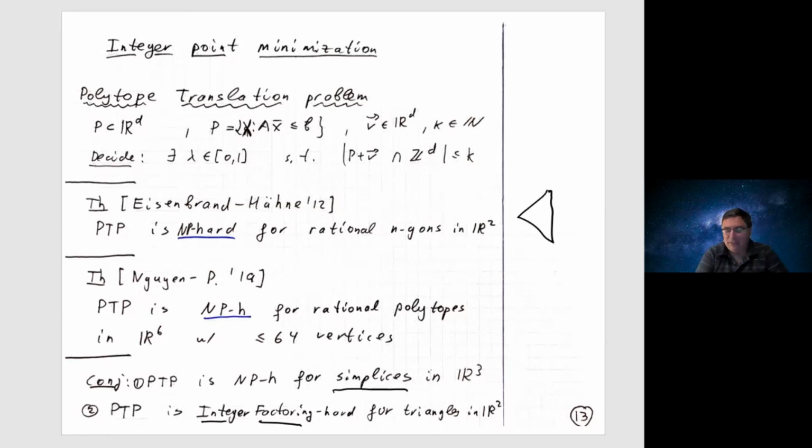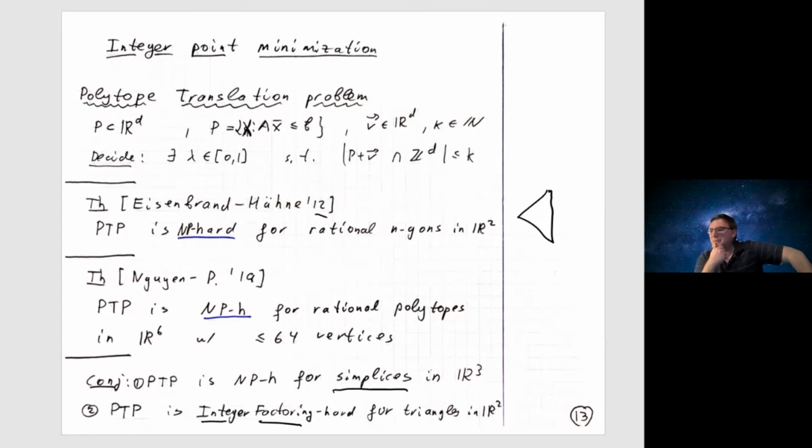That should be something that essentially any student who knows the definitions can try to do. There's no theory here. There's just nothing here. It's a difficult problem. Difficult problem, open for years. So the Eisenbrand-Hanne result is from 2012.